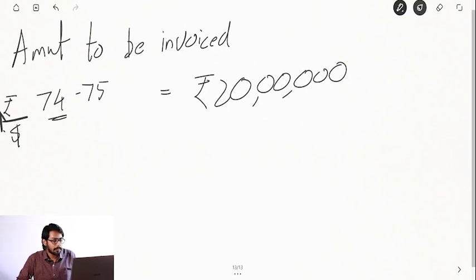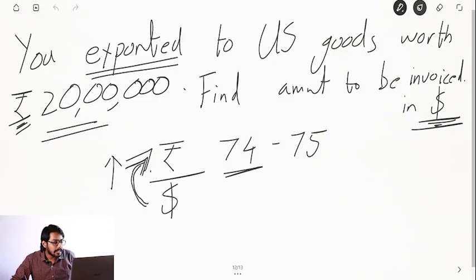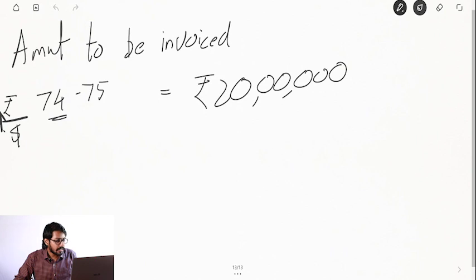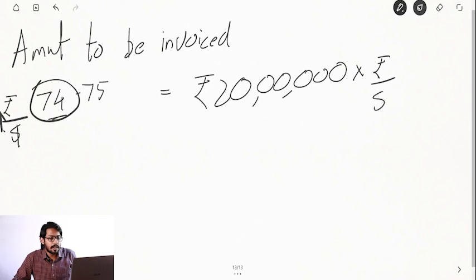The rate is 74. Okay, you are an exporter. You are receiving dollars. You don't know how many dollars you are receiving. That you have to find out. But you are still receiving dollars. That dollars you have to convert to rupee. It is still up the bid. The rate is 74. Okay. So 20 lakh into rupee by dollar. Rupee and rupee cannot be multiplied. This is wrong. So you have to divide.